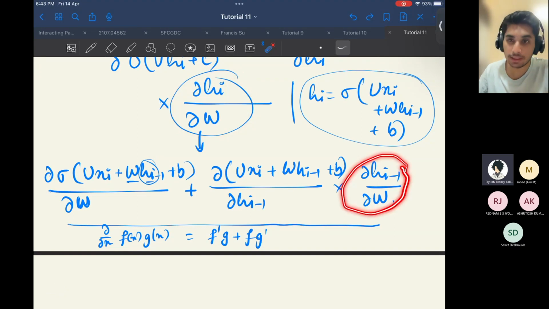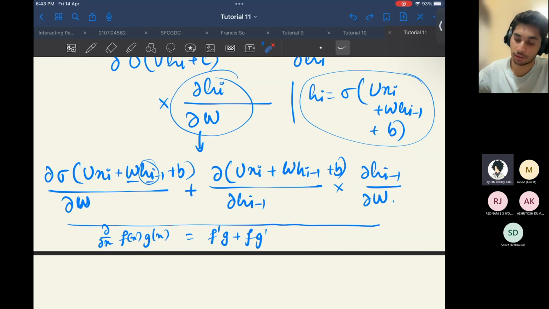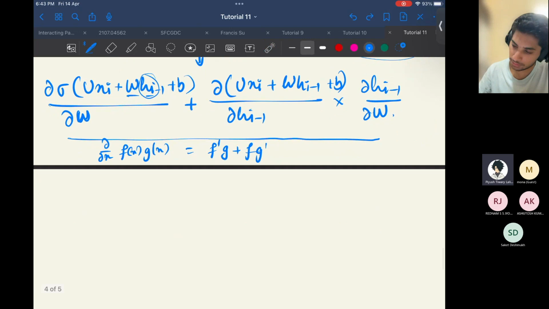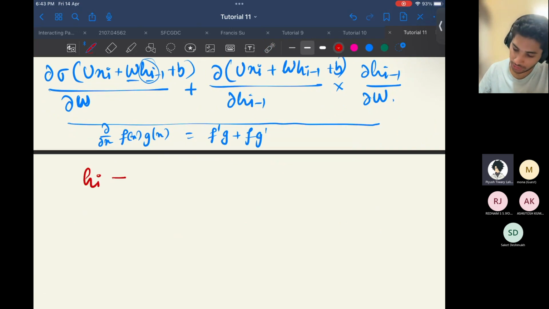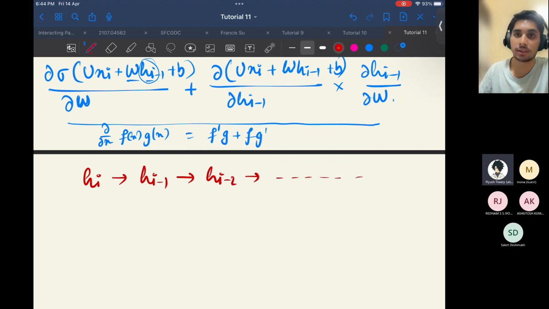Similarly, del h_{i-1} by del w will also have a sequence that will go beyond it. So it will have a del h_{i-2} term, and I hope you can see that there is a recursion involved. To calculate h_i, you had to go to h_{i-1}, which was again dependent on w. And now to calculate gradients of h_{i-1} with respect to w, you will have to go to h_{i-2}. And similarly, something like this will go on. So this is where recursion kicks in, right?